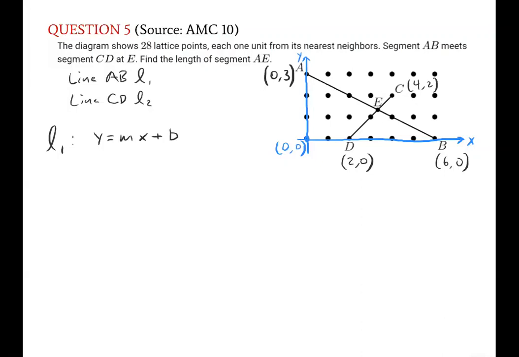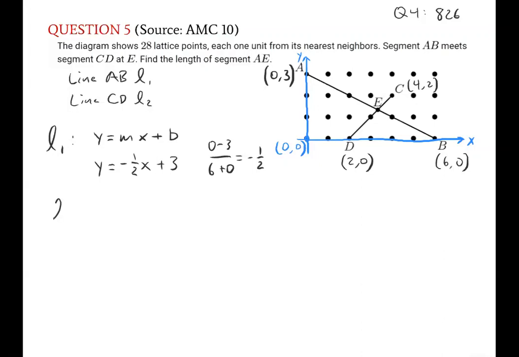So for L1, we know that the y-intercept is 3 since it's given to us. And that just leaves us with having to find the slope. So the slope of L1, or AB, will be 0 minus 3 over 6 plus 0, which is equal to negative 1/2. Also, the answer to question 4 was 826. So that is our slope.